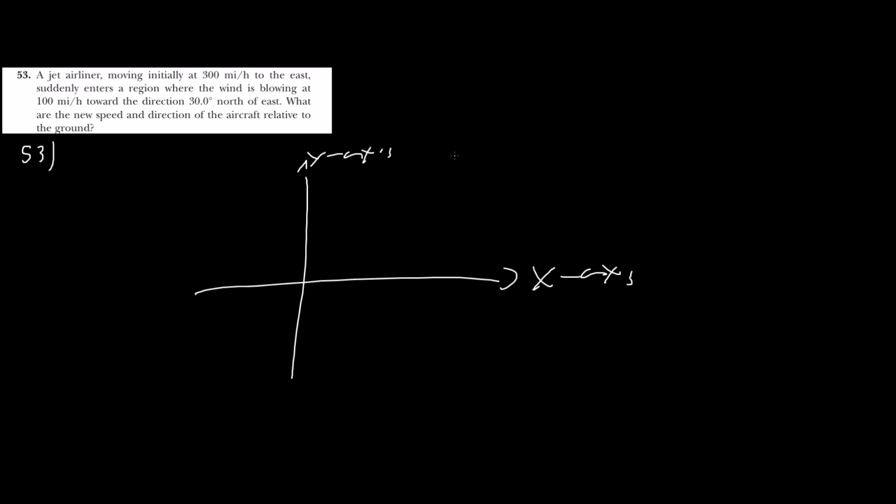So a jet is moving at 300 miles per hour. So that's going to be this direction. And then the wind is going to be blowing at that many miles per hour, 100 miles per hour, in the direction 30 degrees. 100 miles per hour, 30 degrees in that direction. So it's just basically adding the vector components. So it's just taking this.